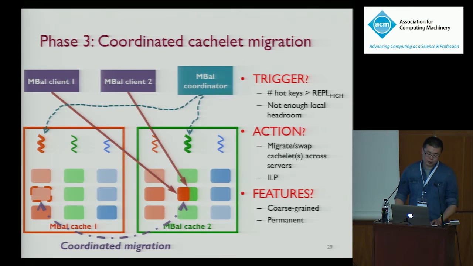However, unlike phase 1 or phase 2, phase 3 has a permanent effect, which means the migration is stateless. Once the operation is finished, all state information regarding that migration operation will be permanently deleted from both the MBal cache side and the MBal coordinator side.